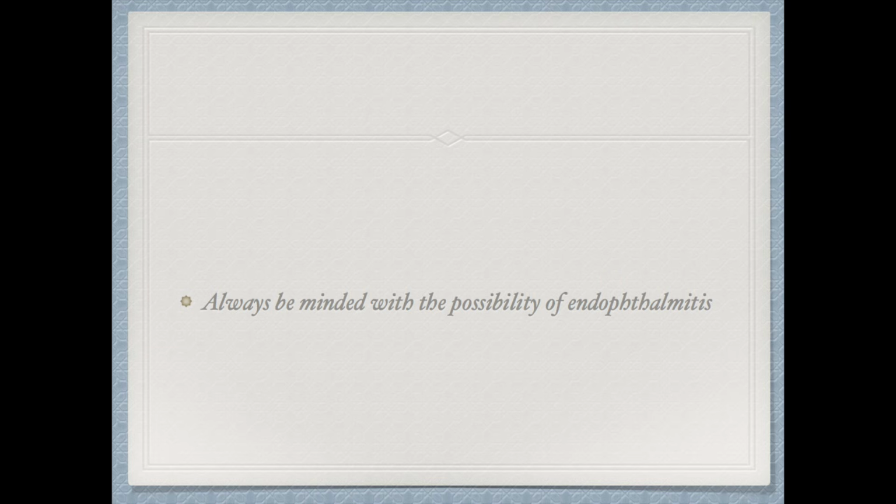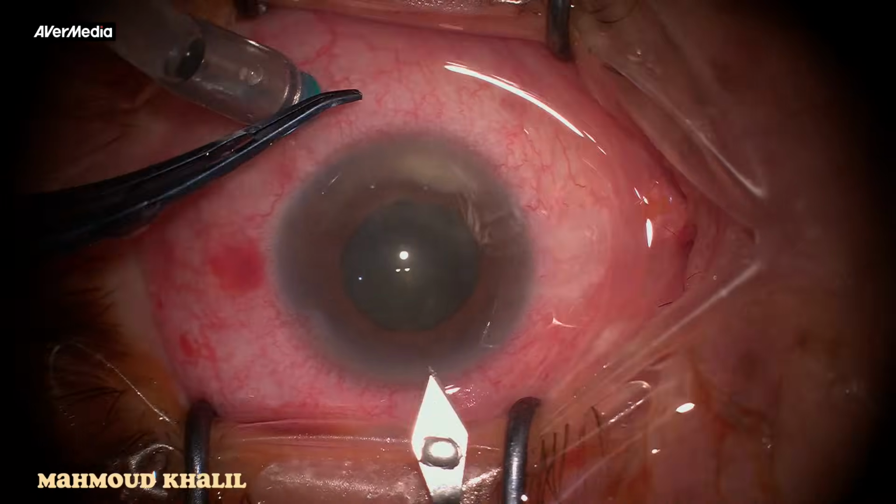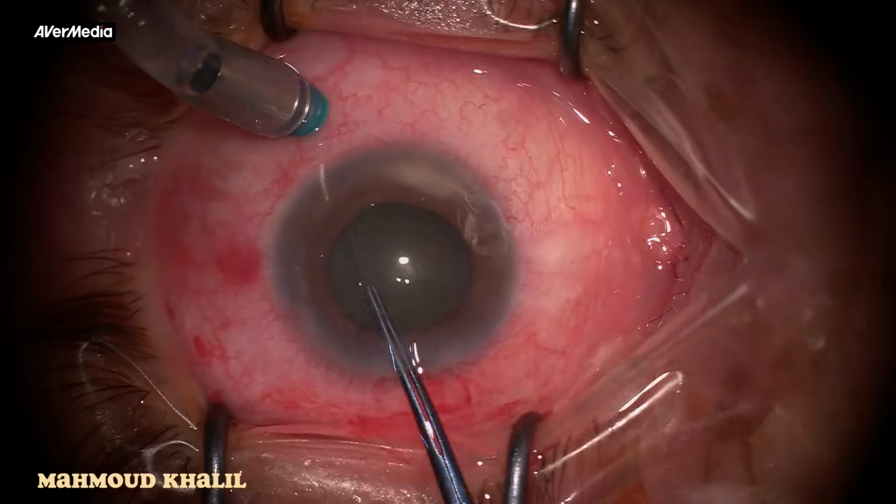And one of the important things is to always keep in mind the possibility of endophthalmitis, especially post-traumatic fungal endophthalmitis. This case was referred for endophthalmitis. As we see, there is a hypopyon and a membrane on the lens capsule. Removing this membrane and removing the hypopyon and going down. The visualization is somewhat difficult.